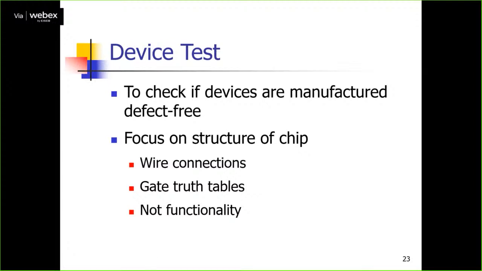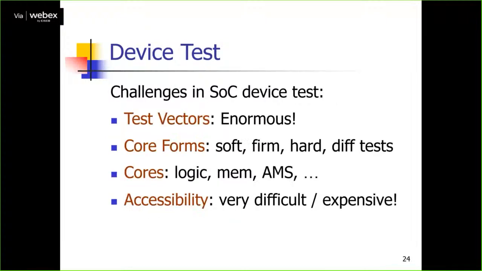So device check is to check if devices are manufactured defect free. Here you look for DMT to be taken care of, design manufacturable testing, where you will focus on the wire connections, on gate truth tables, and on functionality parameters. Depending on that, the values will be taken care of.